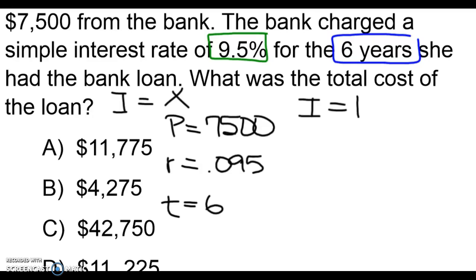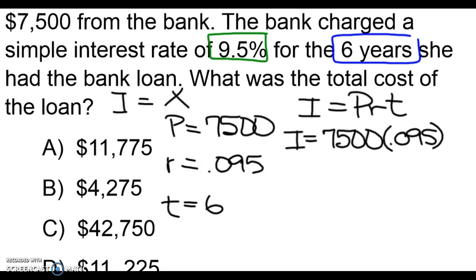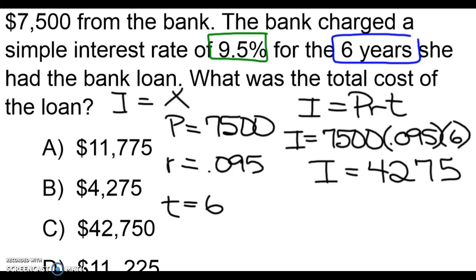The formula is I equals PRT, and I'm going to input all the numbers that I have: 7,500 times 0.095 times 6. It's a matter of popping that all in your calculator. When you do that, you get 4,275.